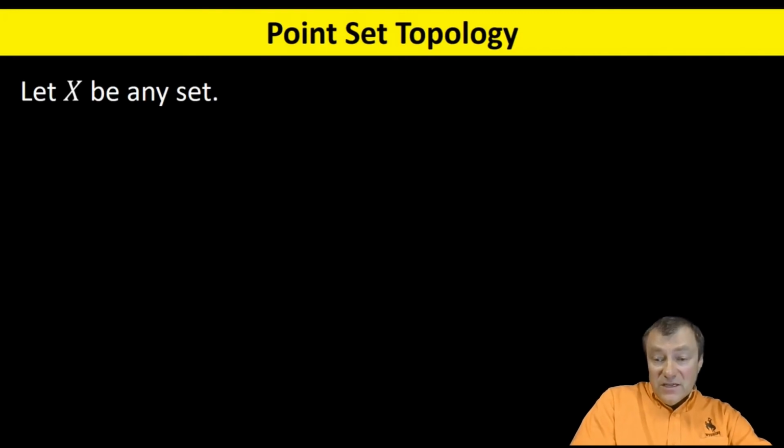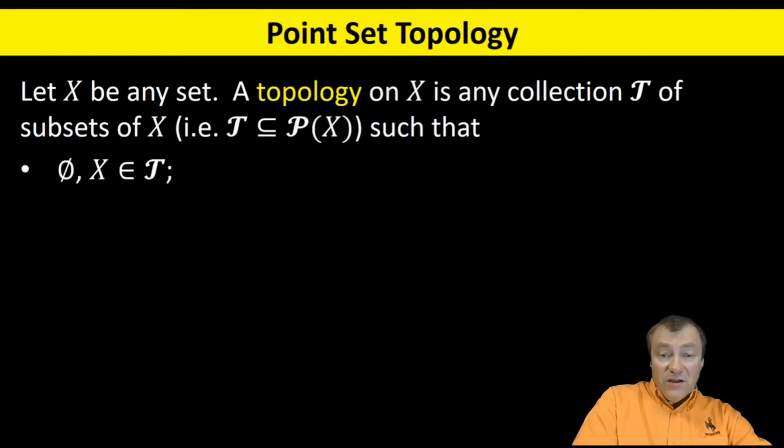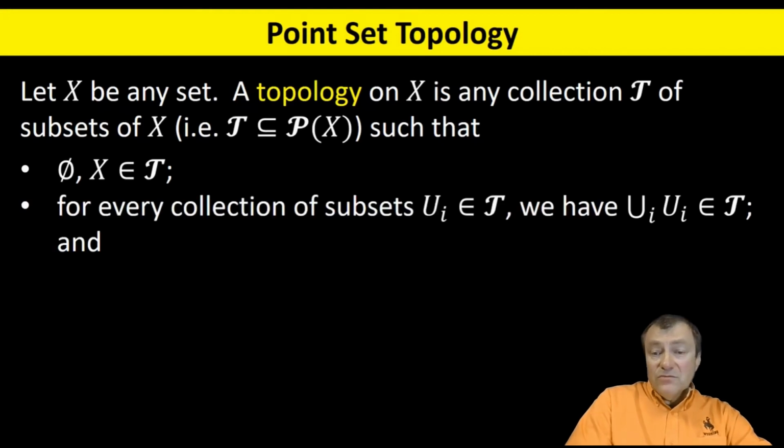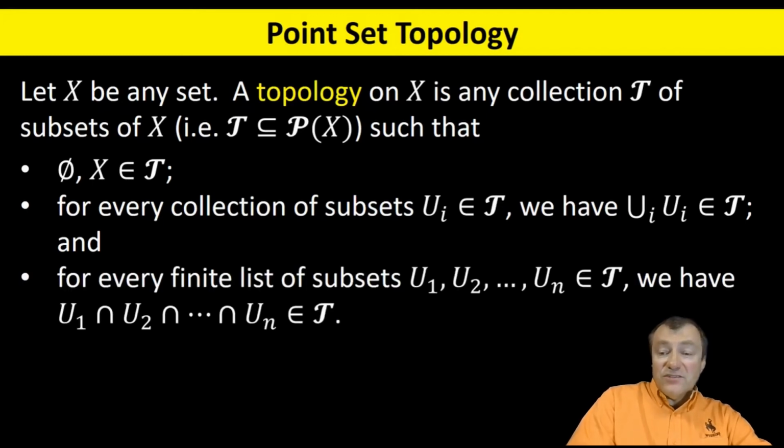Here are the conditions for topology. Let X be any set. A topology on X is a collection, call it script T, of subsets of X satisfying three basic properties. First of all, we need the empty set and X itself to be in our collection, script T. Also, given arbitrary elements U sub i in our collection, we need their union to also be one of the sets in our collection.